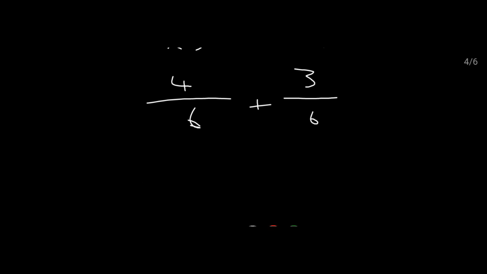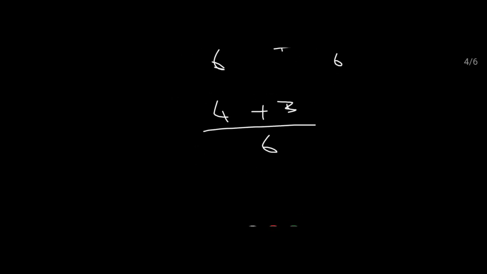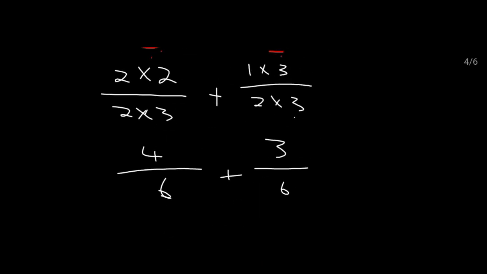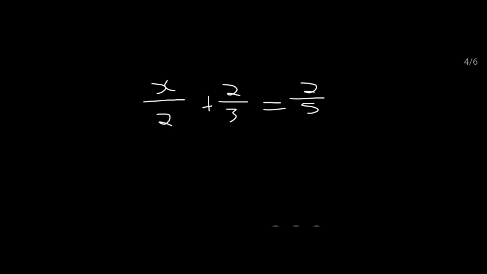We can just say 4 plus 3 over the same denominator, which is 6. And then 4 plus 3 is 7 over 6. And then we add the fractions. So you just have to make sure that the denominators are the same. Let's do this one.